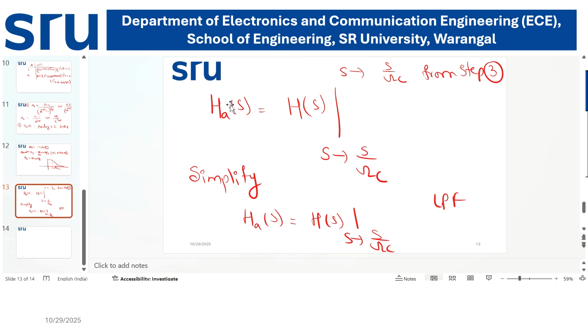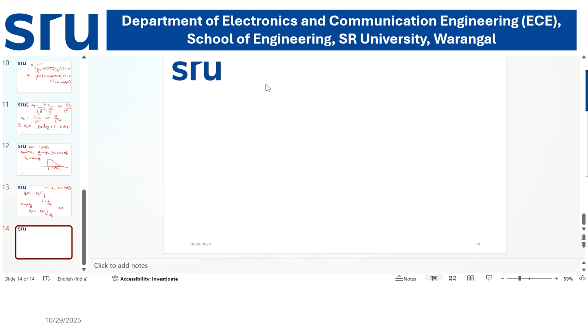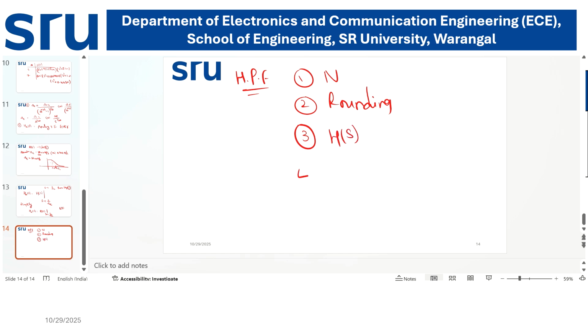If you are designing the high pass filter, then the first step is finding the n value, then rounding the n value, that is the same. Then the third step, which is finding the unnormalized transfer function, is also the same. Then finding the cutoff frequency using the formulas is also the same.